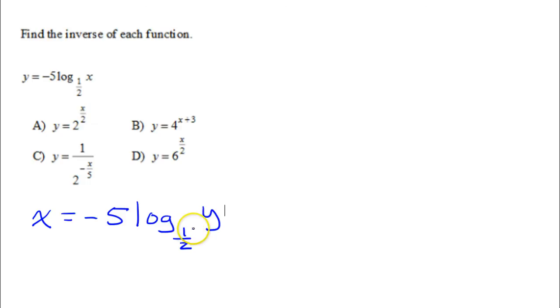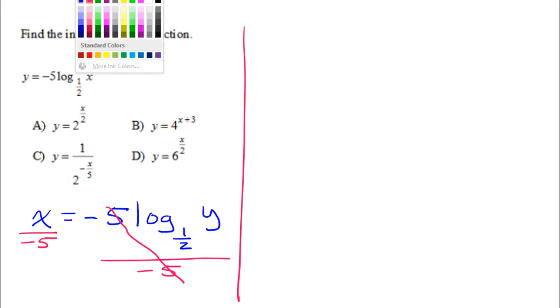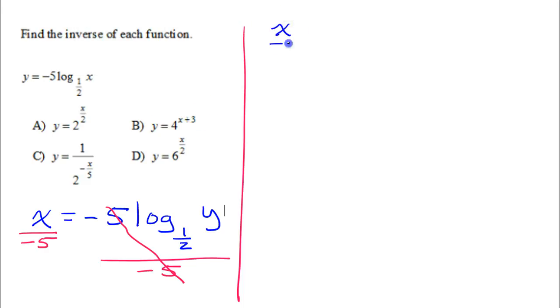Now I need to solve for y. I need to get y by itself. The first thing is to get rid of this -5. I can do that by dividing both sides of the equation by -5. Those are gone. So now what do I have? So far I have x over -5 is equal to log base 1/2 of y. The only way to get y by itself is to rewrite this in exponential form.